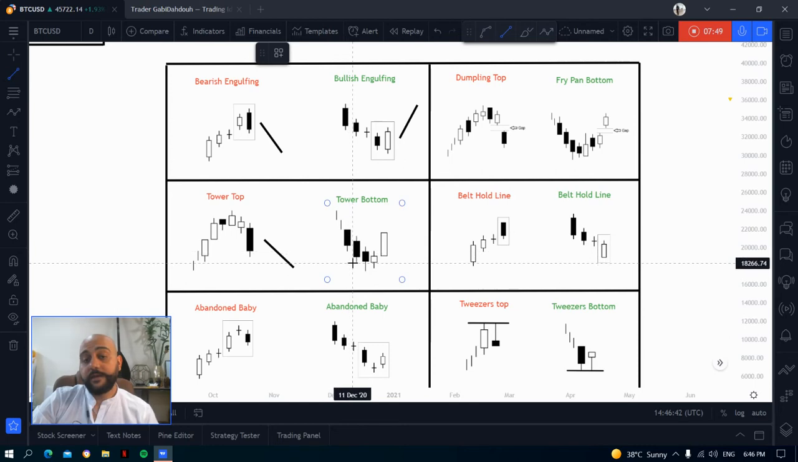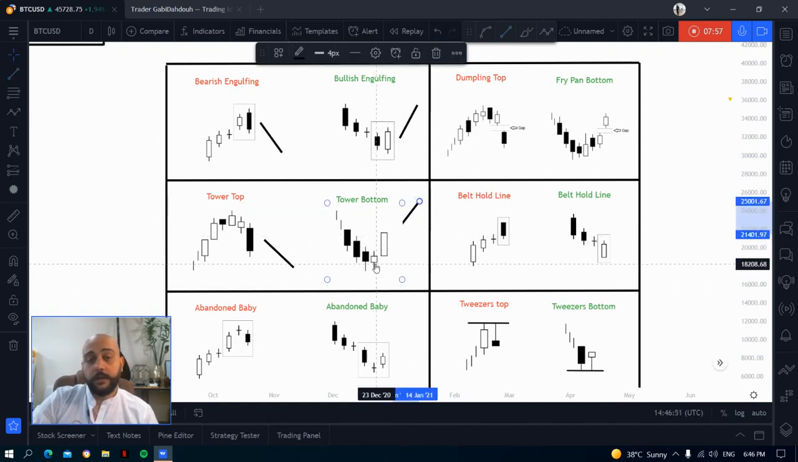Tower bottom, we have a downtrend. Notice how we started with a big bearish candle, a few spinning tops, then a big bullish candle, then the market goes back up. So notice here how we have 1, 2, 3, 4, 5. So it's a 5-day pattern. But here we have, this is the start, 1, 2, 3, which is basically a 4-day pattern.